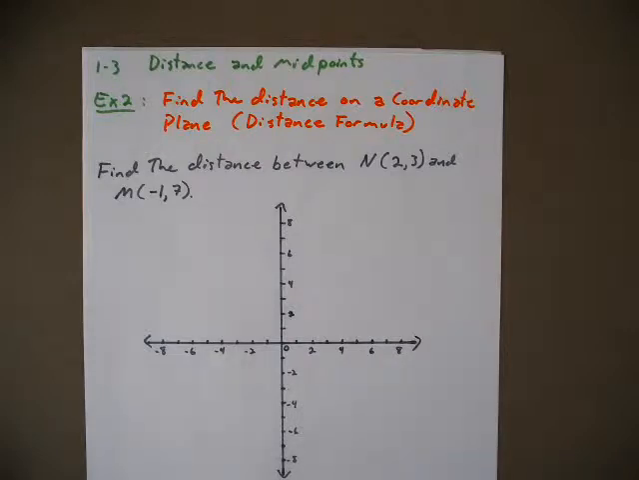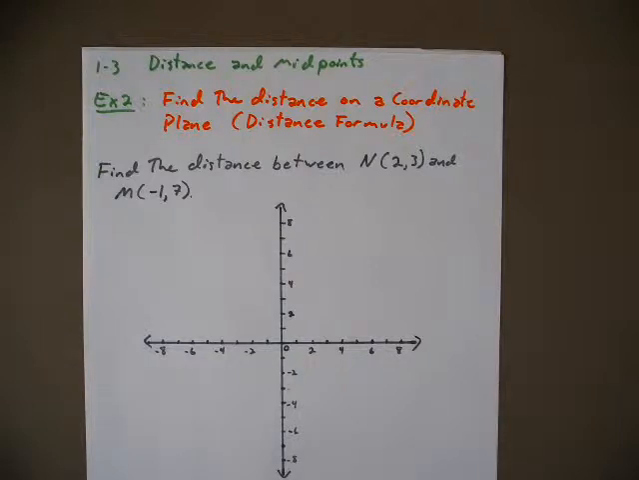Today we're going to talk about how to find the distance between 2 points on a coordinate plane. We're going to use something called the distance formula. You'll use this if you're trying to find the distance, for instance, on a map, if you're looking for 2 points and want to find how many miles in between them.